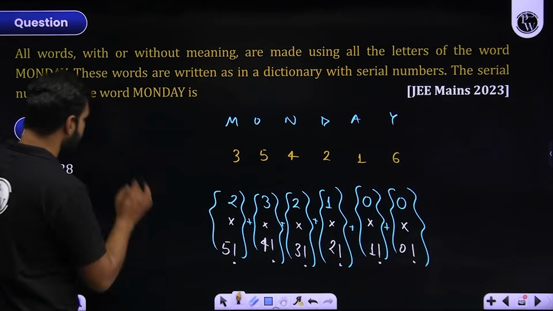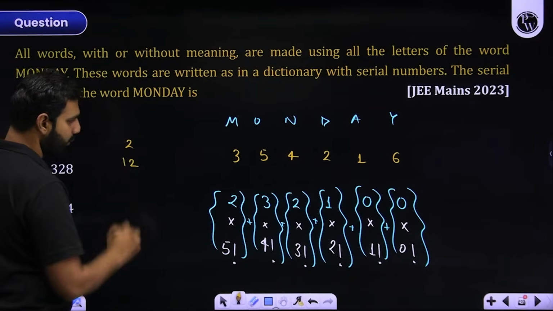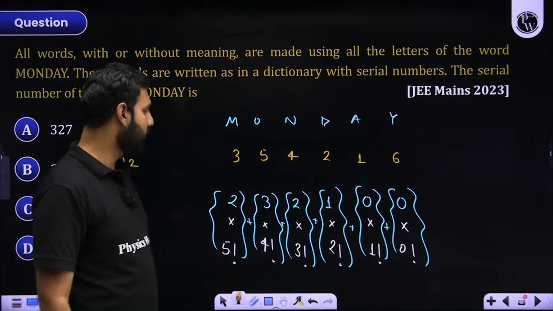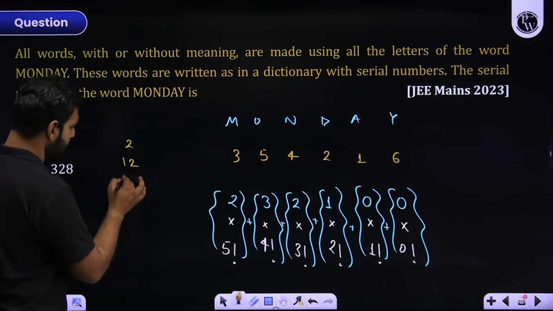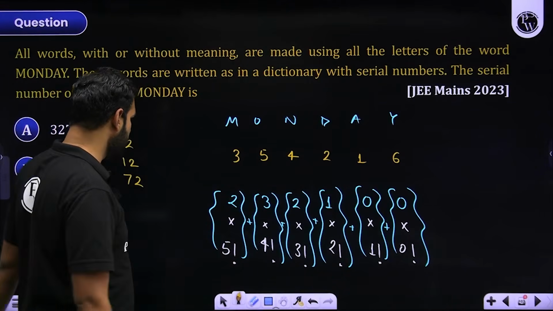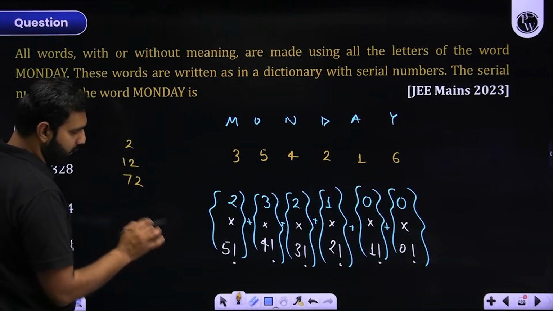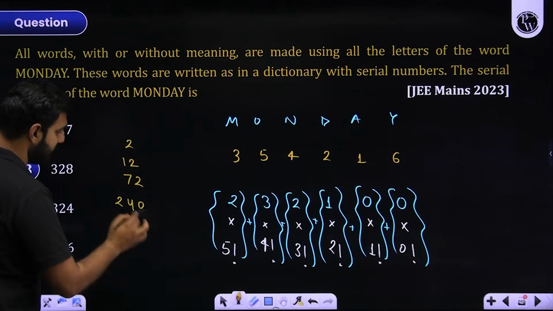1 into 2 will be 2. 2 into 6 is basically 12. I hope you can see it very clearly. 3 into 24, I hope you realize this is 72. 5 factorial is 120. 120 into 2 is 240. I hope there is no confusion on that. And to that sum, you add 1.